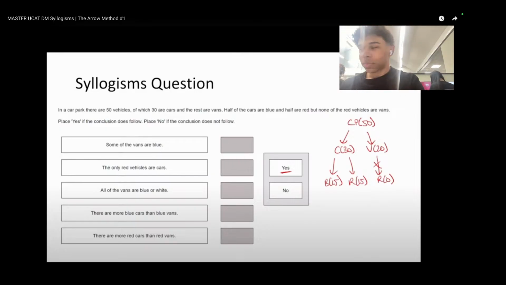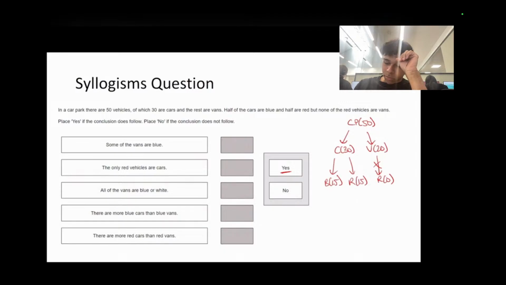All of the vans are blue, okay? It could be that none of the vans are blue. It could be that all of the vans are orange. It could be that all of the vans are pink. It could be that all of the vans are brown, black. As long as it's not red, right? That's the only thing we're told. None of them are red.